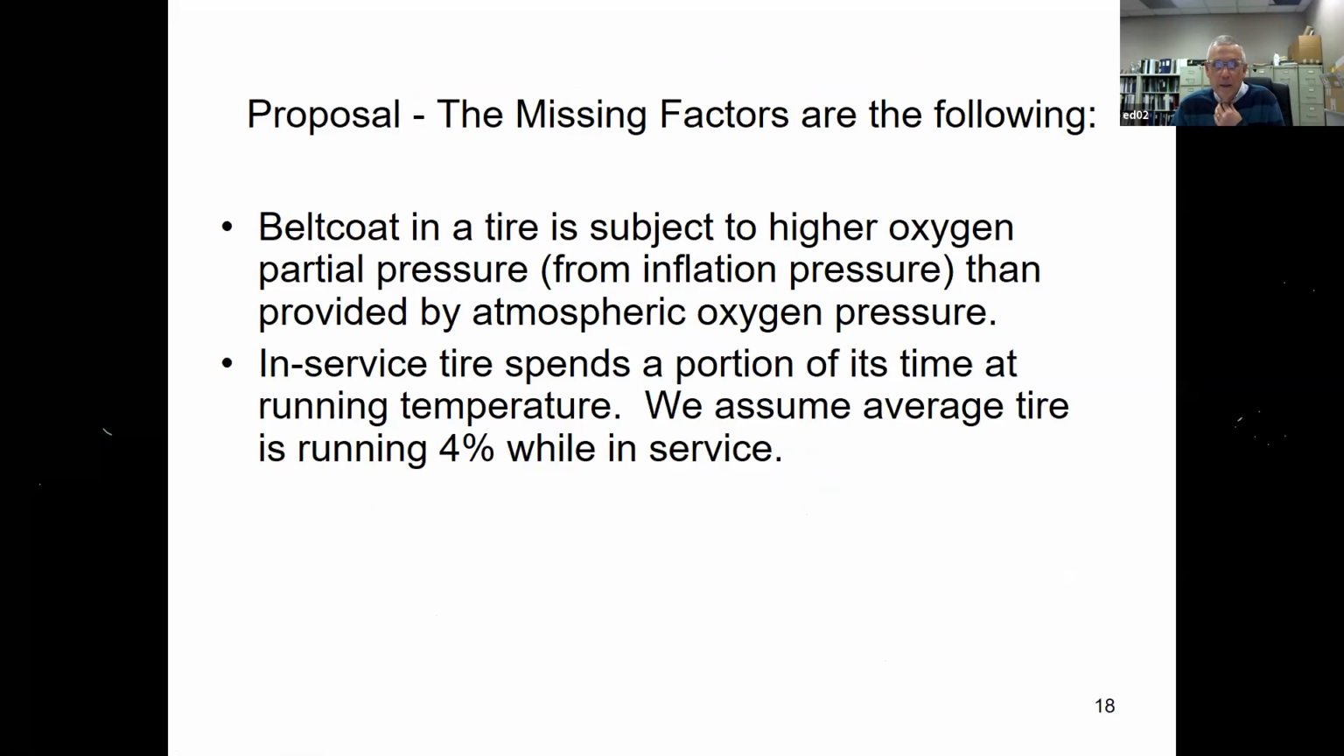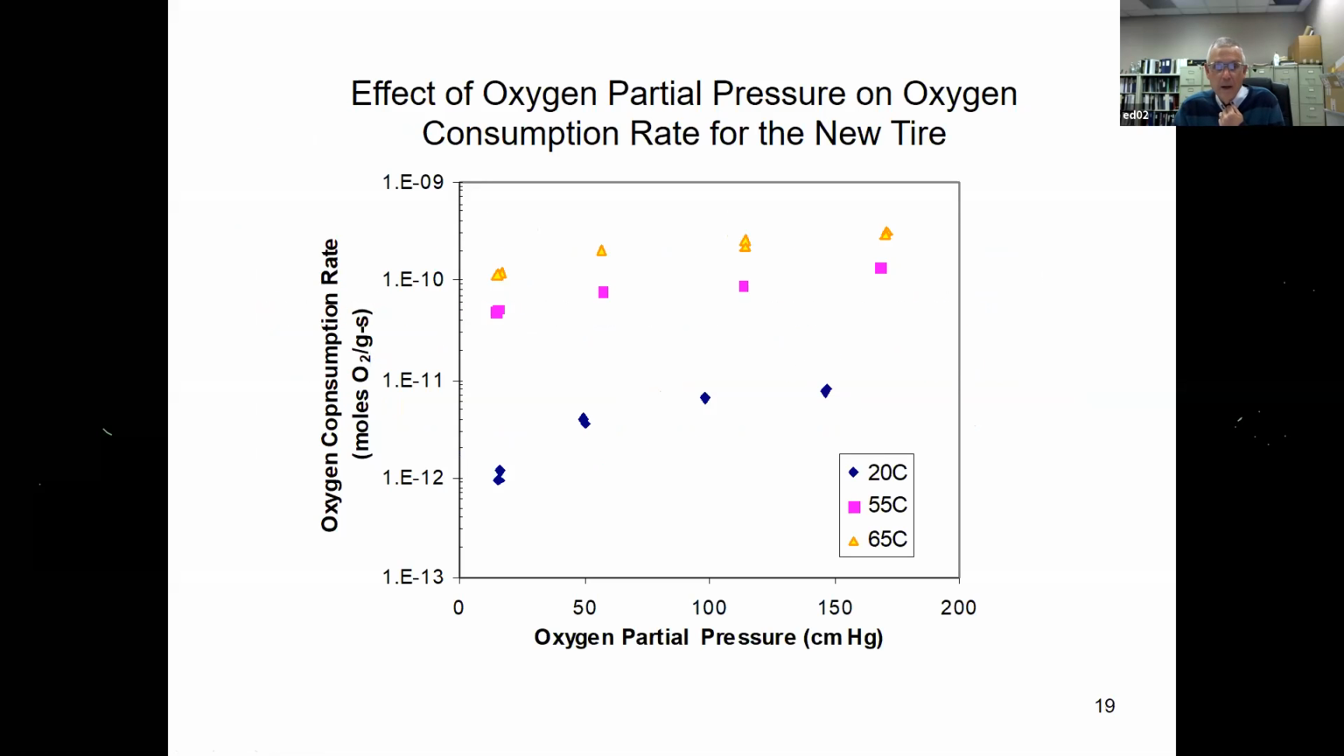Okay. So our proposals, the missing factors are the belt coat compound in the tire is subject to a higher oxygen partial pressure from inflation pressure than provided by atmospheric oxygen partial pressure. And the in-service tire spends a portion of its time as a running tire. We assume the national NHTSA reported average for running tire to be 4% while in service. 4% of its life, it's a running tire. Okay.